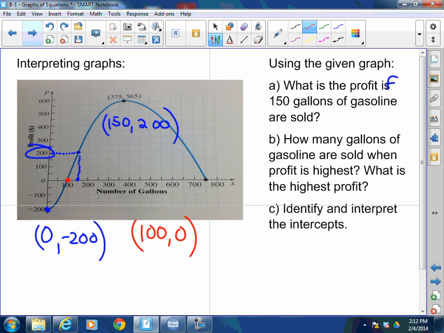Thank you very much. Great vocabulary. If you produce 100 gallons, you break even. You don't lose and you don't gain. And last but not least, 750, comma 0. What does that tell you? If you make 750 gallons, you also break even. So your ideal production is 565, so you can make 375.